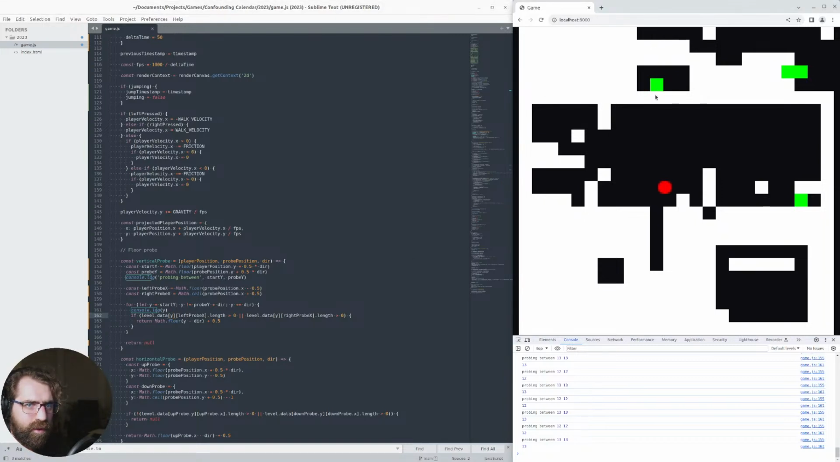0, 1, 2, 3, 4, 5, 6, 7, 8, 9, 10, 11, 12. So it's checking these cells and these cells. Yeah, these cells and these cells. So the X's must be wrong somehow? Ten and 12. Yeah, that's wrong. How's that happening?